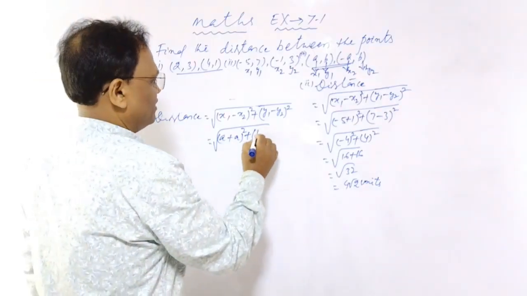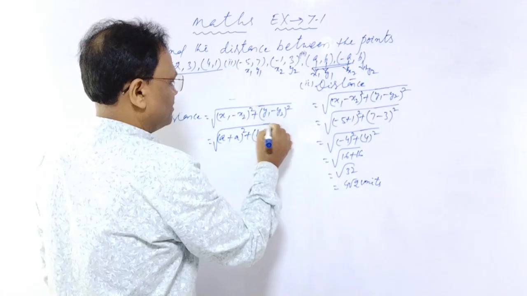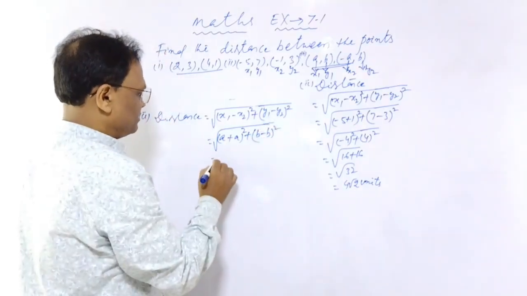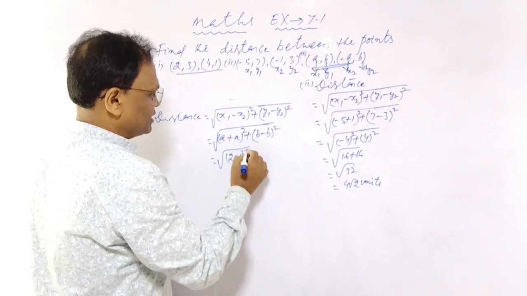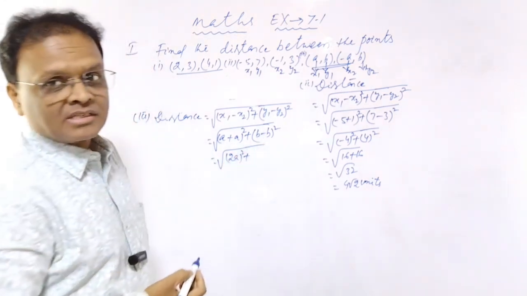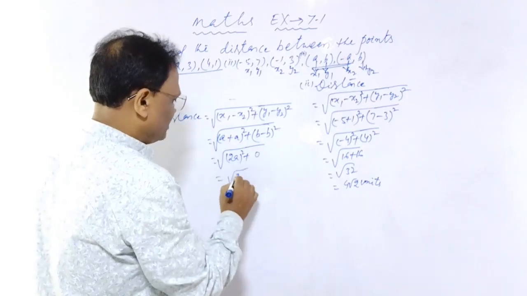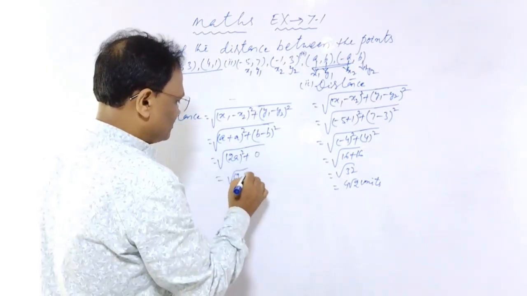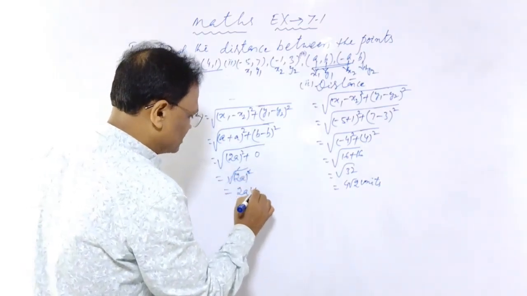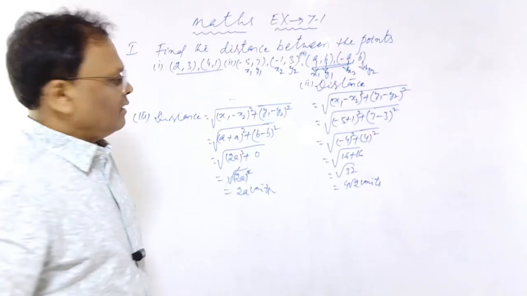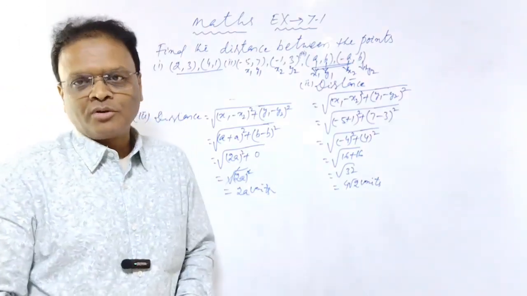y1. y1 is b, minus, what is y2? y2 is again b, whole square. This gives me a plus a, 2a whole square, plus, but this gets cancelled, b minus b cancelled, this gives me only 0. So finally what I am getting is 2a whole square, but root and square cancel, and the answer is 2a units. I hope you got it: first, second, third one. So question number 1 is over.